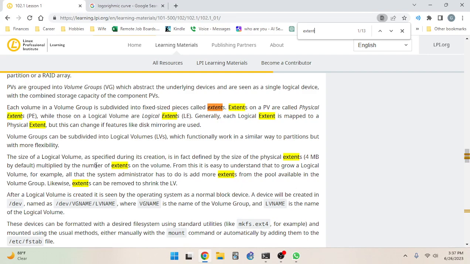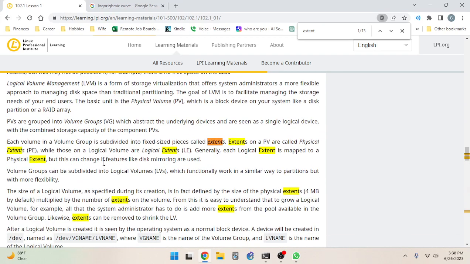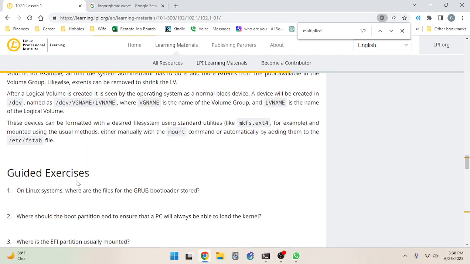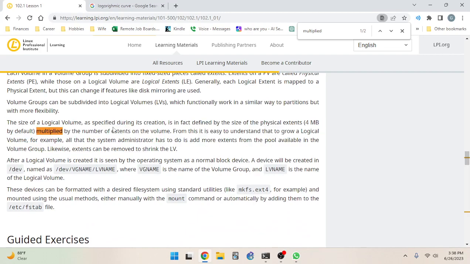Okay, now the other thing it mentioned was an equation, like a multiplication equation. So let's look at multiplied. Okay, and it looks like we've got some math being mentioned here. So the size of a logical volume, as specified during its creation, is in fact defined by the size of the physical extents. By default, physical extents are 4 megabytes.